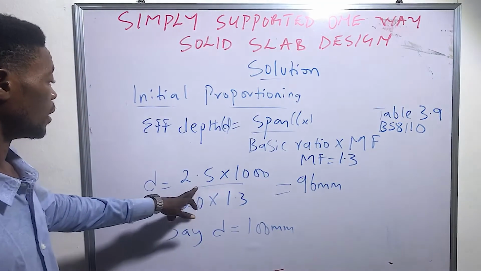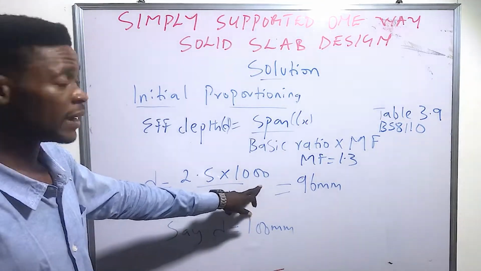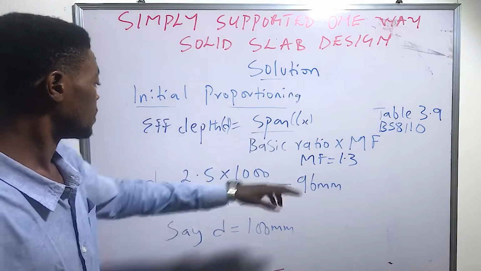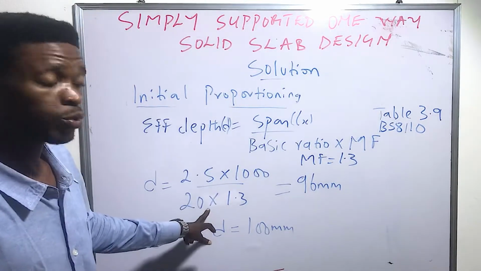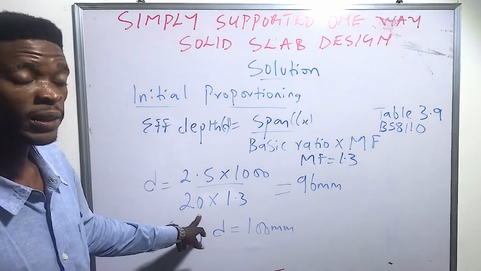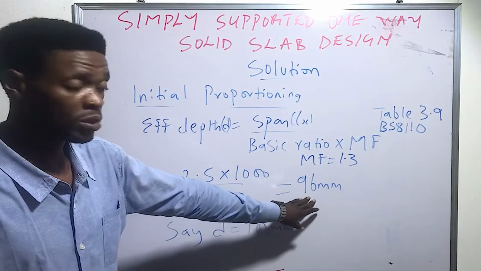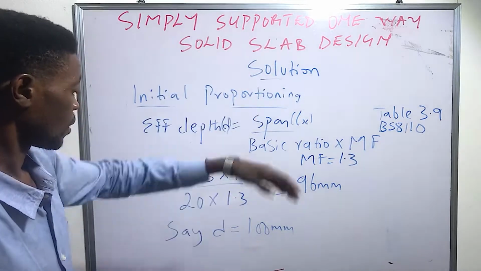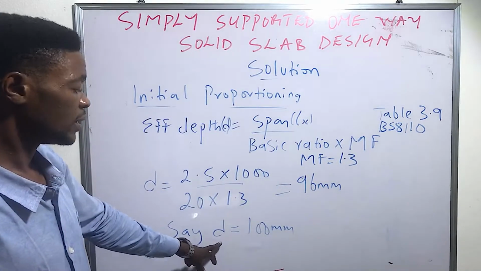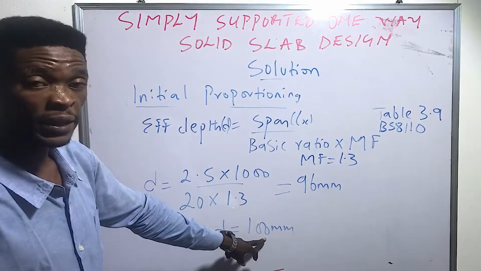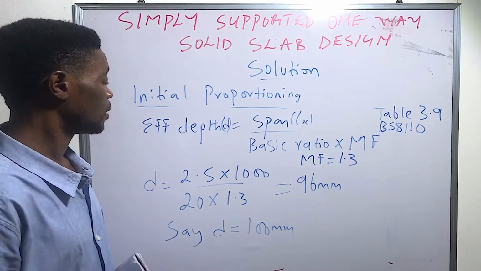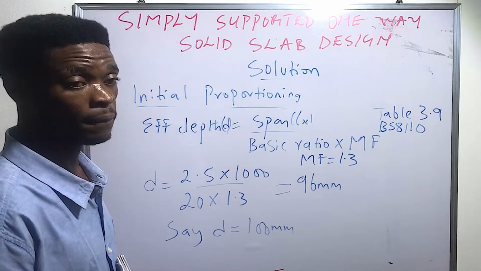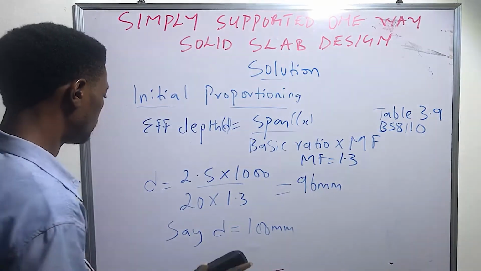Then that gives us 2.5, converting it to millimeter, which is the Ls, the shorter span, over 20 basic ratio times modification factor. That gives us 96. So let's approximate to the nearest ten. So take d as 100 mm. Then the next thing is for us to get our overall height, which is h.